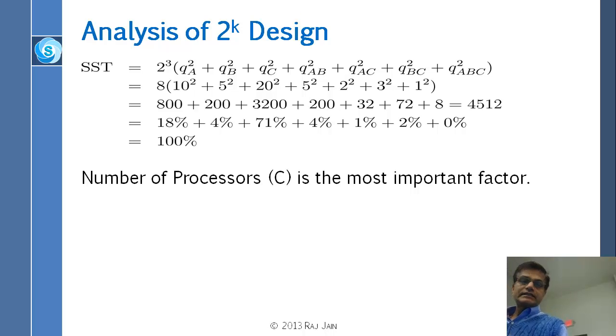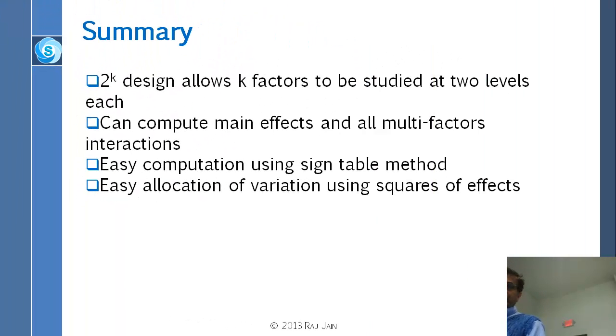Alright, so this is an example of a 3-factor design. Now once we understand 2 raised to 3, we can quickly go to 2 raised to k. Very straightforward. And I'm skipping all that 2 raised to k stuff because now I can do 2 raised to 4, 5, 6, 7, and you know how to do it. So we are at the end of this chapter, and 2 raised to k design allows k factors to be studied at 2 levels each. You can compute main effects and all multi-factor interactions. Previously you never saw 3-factor interaction, 4-factor interaction, 5-factor interactions, but that can happen. So that is what happens here.